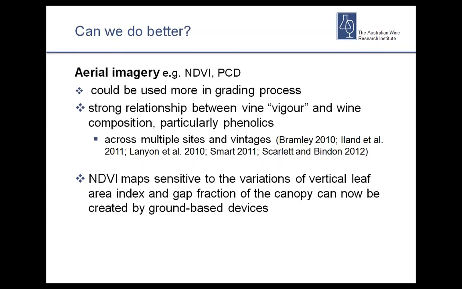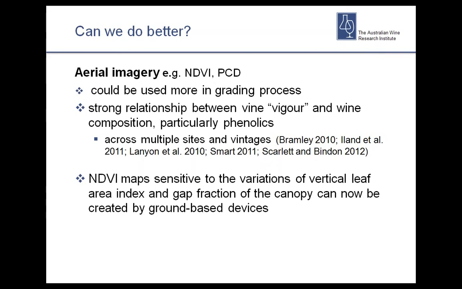Can we do better? Precision viticulture techniques have been available for some time, so it's puzzling why they have not been adopted more widely in vineyard assessment to provide a greater degree of objectivity. Aerial imagery, for example, normalized difference vegetation index, NDVI or PCD, plant cell density, has demonstrated a strong relationship between vine vigor as termed by the precision viticulture people, and wine composition, particularly phenolics, across multiple sites and vintages.